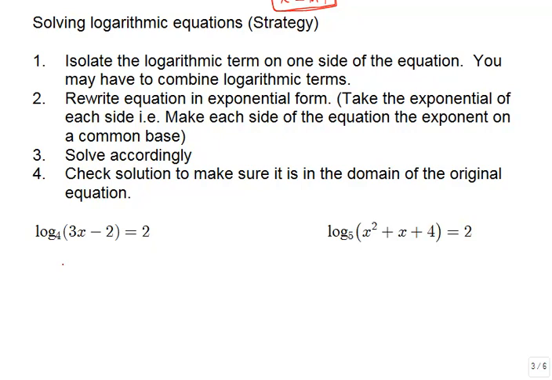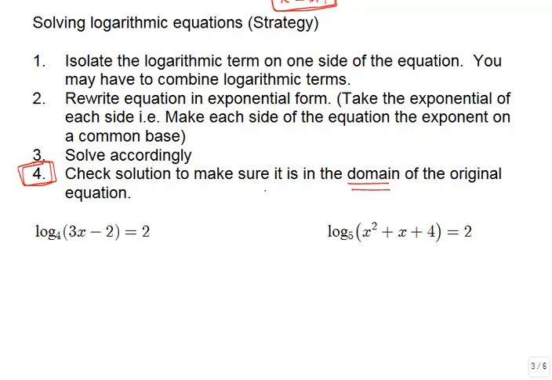So get the log by itself, and then what you're going to want to do is undo that log by rewriting it in exponential form, which is kind of the same thing as taking the exponential of both sides. And then once you've undone that log by rewriting it as an exponential, then you should be able to solve from there. The one thing that you really want to make sure of, and this is only important when you're talking about log equations, not necessarily for exponential equations, is you have to worry about the domain.